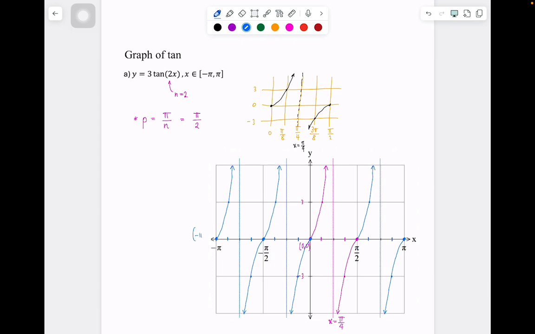So we've got negative pi, 0, we have pi, 0, negative pi on 2, 0, and pi on 2, 0.